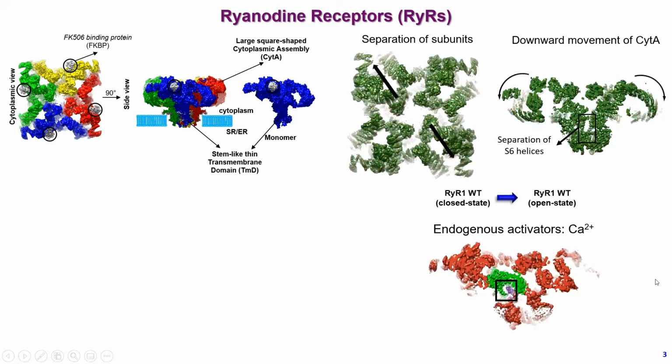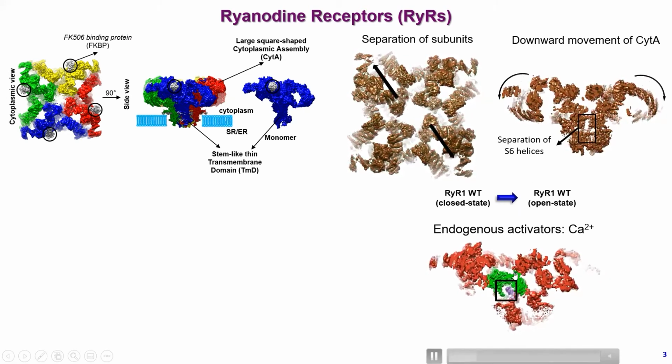Now, since RyR is such a large protein, it has a number of binding partners. One such binding partner is a calcium ion, which is an endogenous activator of RyR. It binds at the interface between the central domain, which is shown in green here, and the C-terminal domain, which is shown in indigo.